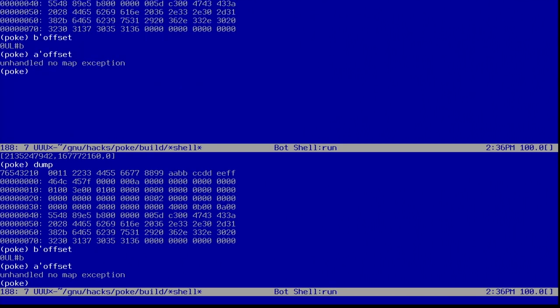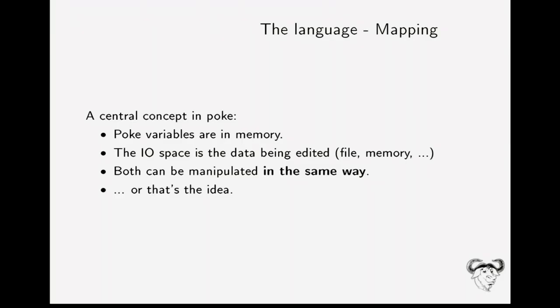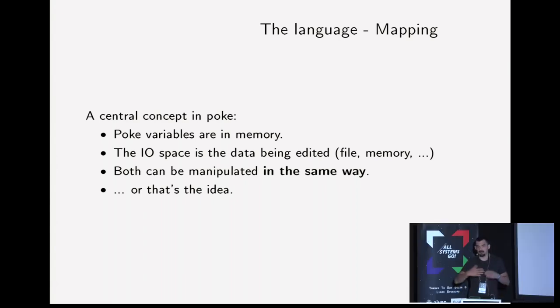So the central idea of POC is that you should be able to work with normal not mapped values and mapped values transparently. Actually, you can write, I don't know, a function that sorts relocations. You can sort an array of relocations in memory, like a normal variable, but if that variable is mapped in some file or some memory, it will also sort it in the backend.